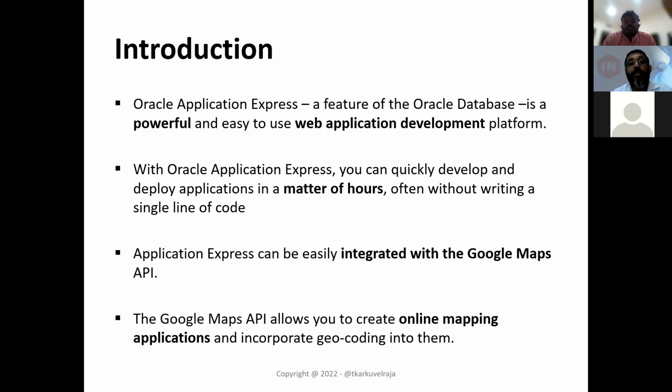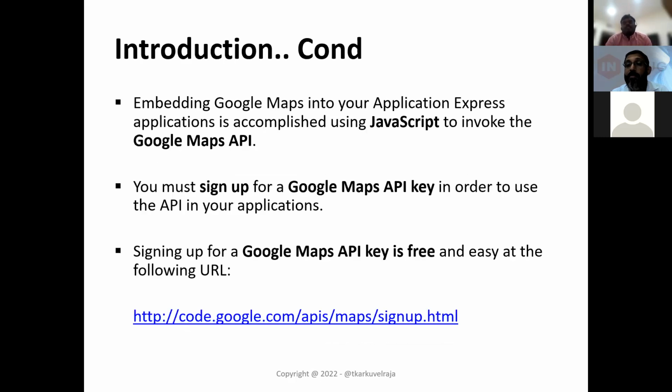Using Oracle Application Express, we can easily integrate with the Google Maps API using JavaScript. What will the Google Maps API do? You may have some doubt that I already answered before, about what the Google Maps API will do in an Oracle APEX application. The Google Maps API allows you to create online mapping applications and incorporate geocoding into them.